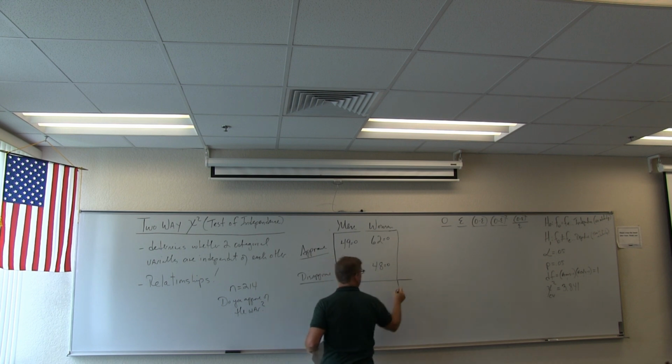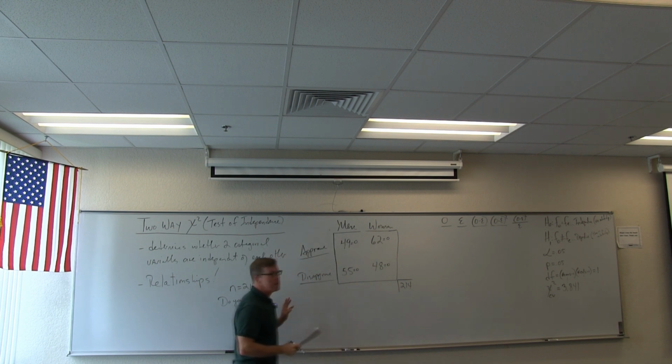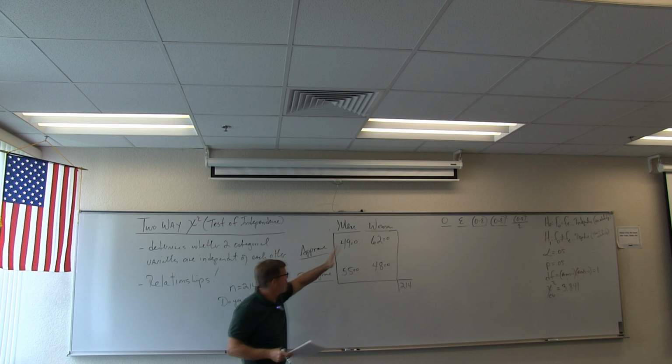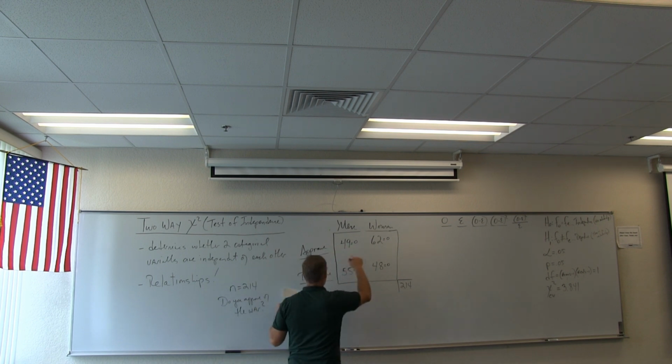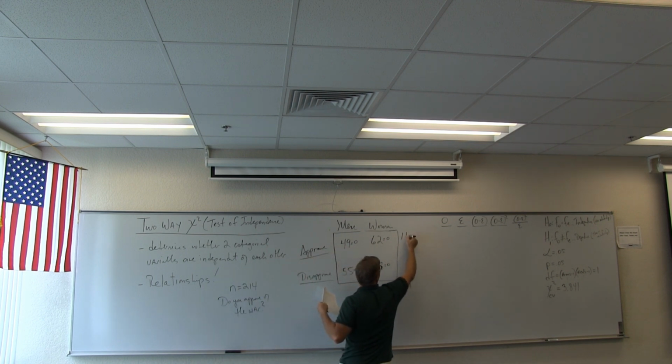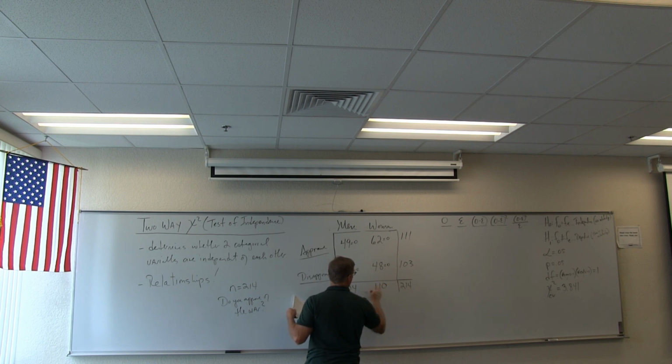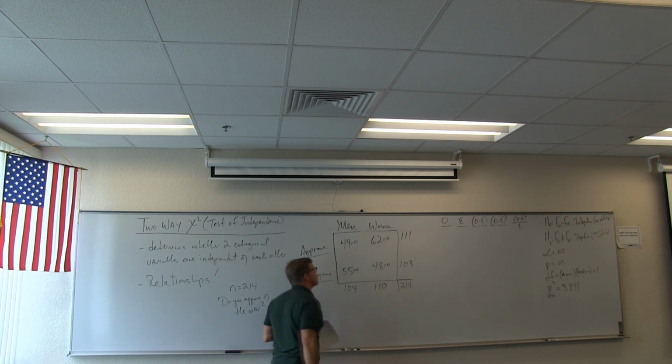We have 214 subjects. And we have a special way of determining expected frequencies in this two-way chi-square. We have to set up our margins, our marginals. This plus this, 111. This plus this, 103. Add these numbers together, we get 214. This plus this, 104. This plus this, 110. Add these numbers, we get 214.